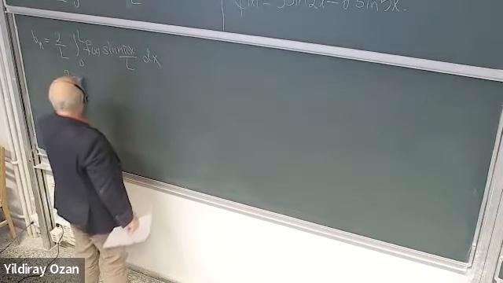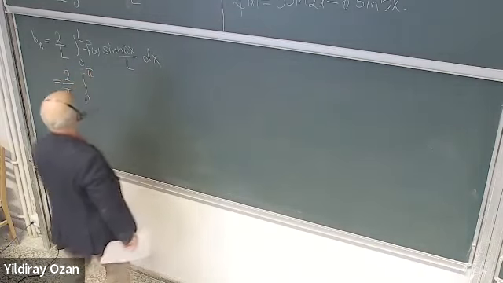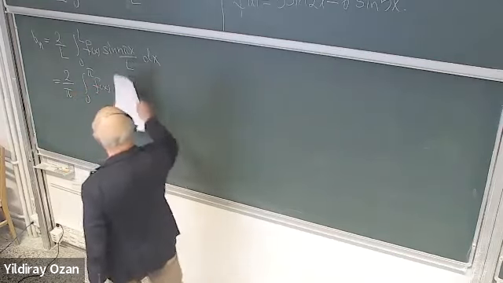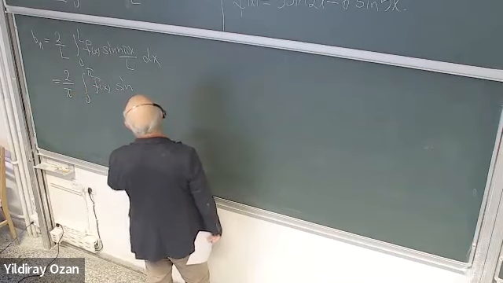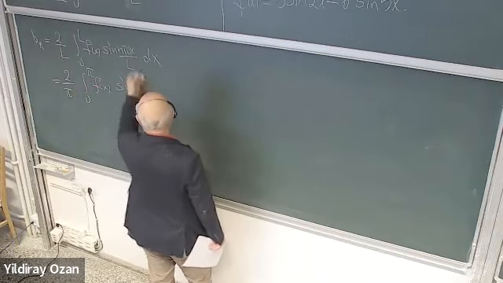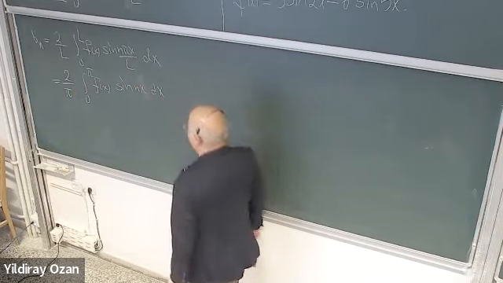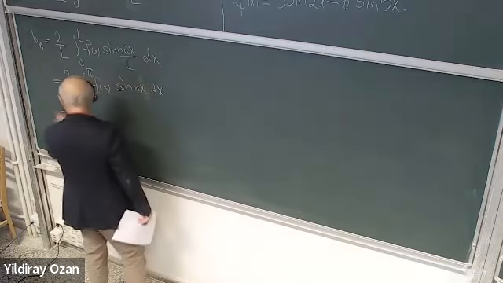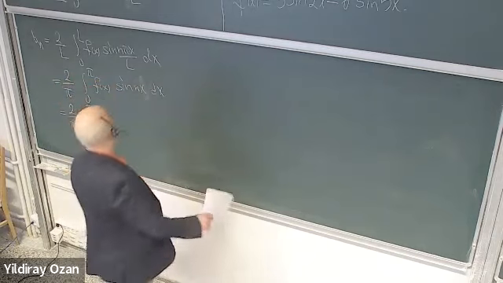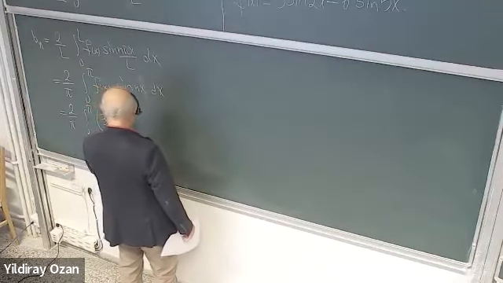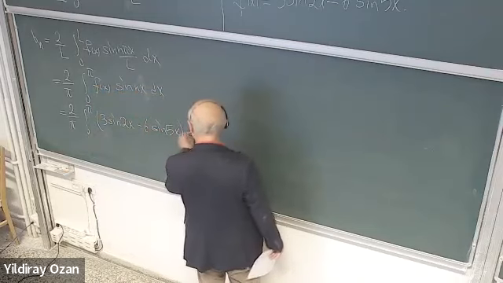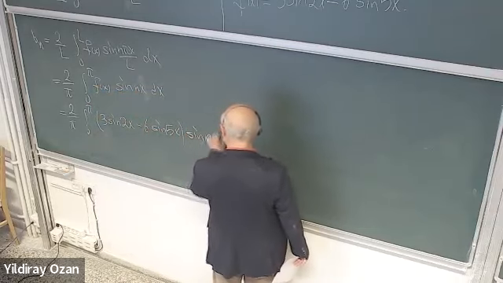This is just 2 over pi, integral from 0 to pi of f of x, and then sine n pi x over L. L is just pi, so we get just n times x dx. Okay, well, f was what? 3 times sine 2x minus 6 times sine 5x and then sine nx dx.